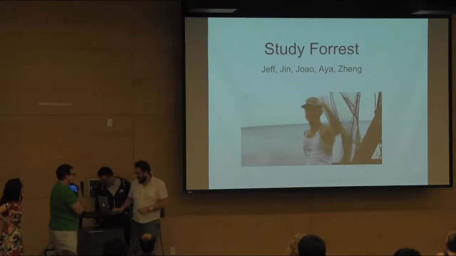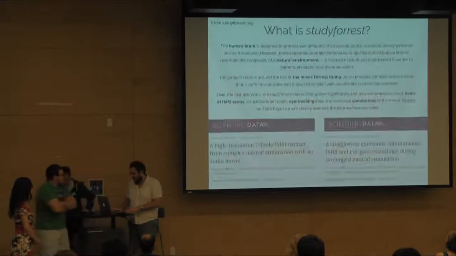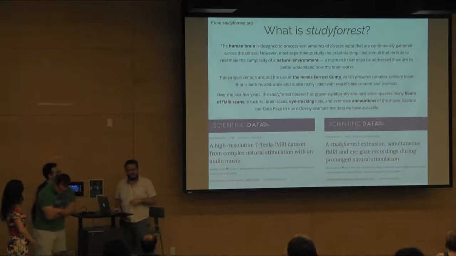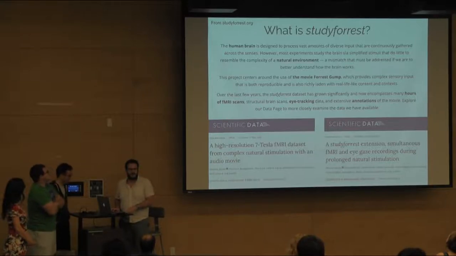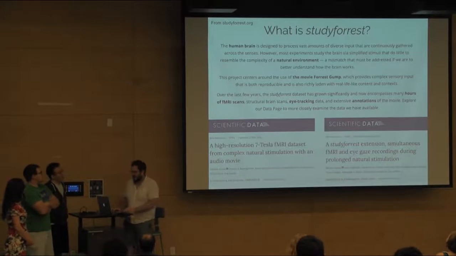Yeah, so we spent the week analyzing the Study Forrest data set. This is an open fMRI data set in which people were continuously scanned while they watched the movie Forrest Gump. This was initially released as a 7T audio-only data set where people were just listening to an audio version of the movie. This is in the first issue of Nature Scientific Data.